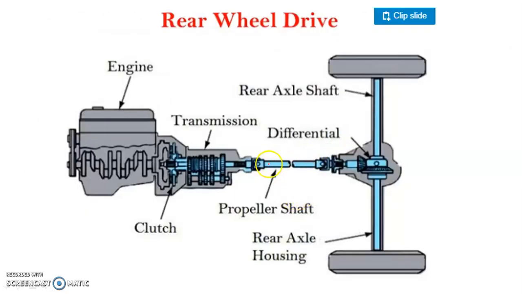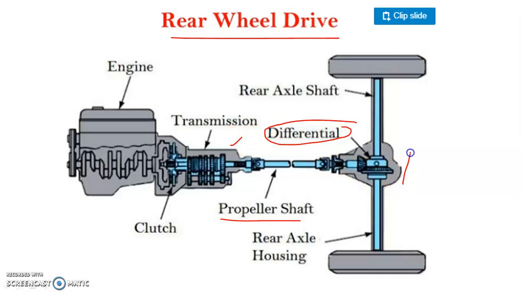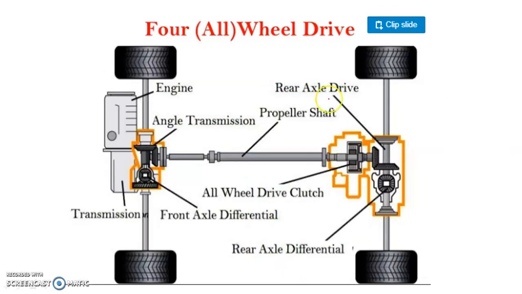So we'll see here the location of the propeller shaft in rear wheel drive. Here there is a differential at this end and between the transmission system and the differential there is the location of the propeller shaft. Along with this you will see the clutch, then the rear axle housing, then the rear axle shaft. Another picture is for the all-wheel drive, also called four-wheel drive. Here you will see the front axle differential and rear axle differential. Between these two you will see the location of the propeller shaft.